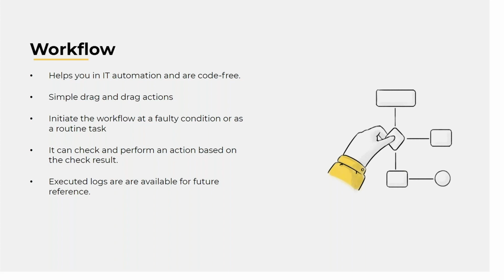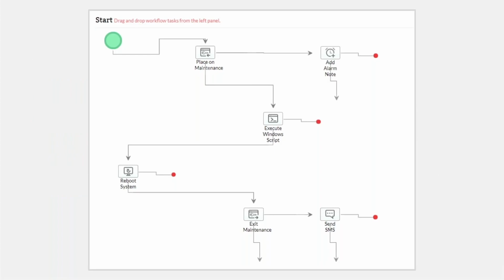And just initiate the workflow. So with this, let me take you to the product UI and show you where that option is. Here in the picture, as you can see, the device is placed on maintenance. If the maintenance is done, you can add a note in the alarm, and if the maintenance is going on, you can execute the Windows script. For example, if it needs to reboot the system, you can do that, and once it is done, you can exit the maintenance and send a notification.